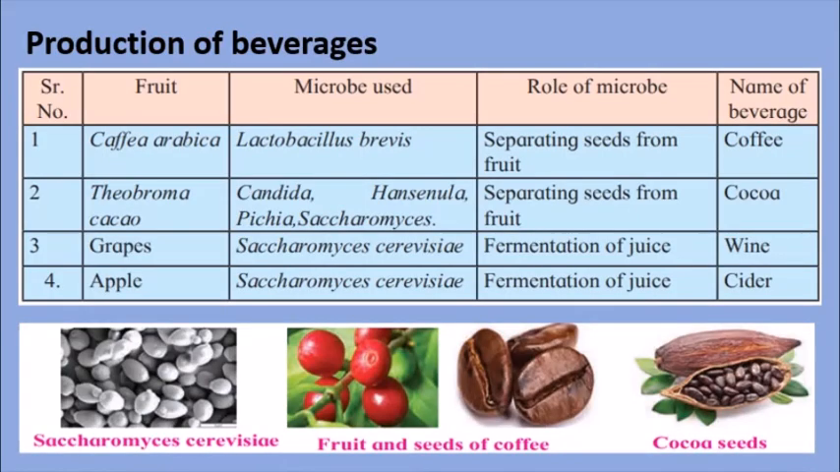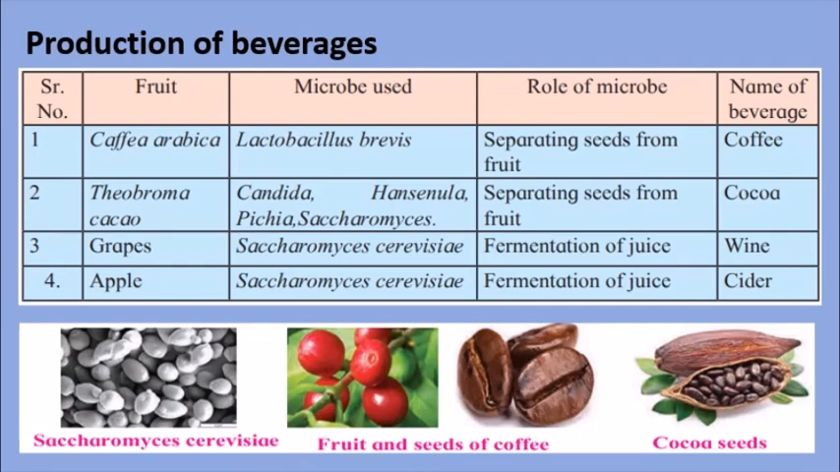There are also other beverages which are prepared with the help of microbes, like coffee, cocoa, wine, and cider. For coffee, the fruit of Coffea arabica is used. We add Lactobacillus brevis to it, and it helps to remove the seed from the fruit. And then after fermentation, coffee is produced. Next is Theobroma cacao. For this, we have Candida, Pichia, Saccharomyces, and Hansenula.